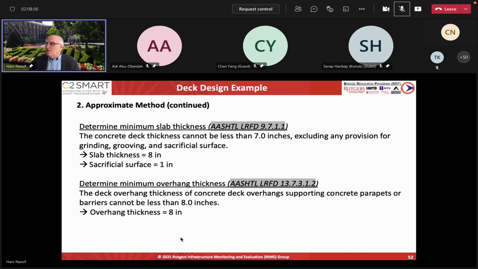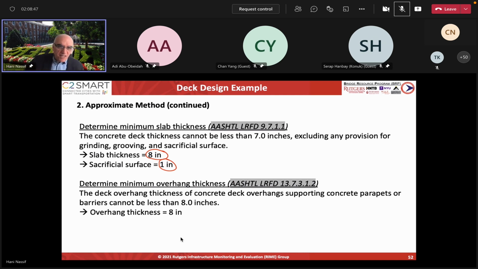The other way is to look at the AASHTO requirements, and for you to understand what. So the AASHTO says a minimum thickness of a deck cannot be less than 7 inches, and the thickness, we're going to have it here as 8 inches, and we're going to have a sacrificial surface of 1 inch. Usually it's 0.5 inch. In this case, I'm sticking to what the Federal Highway example. So if you download that, you will have it.